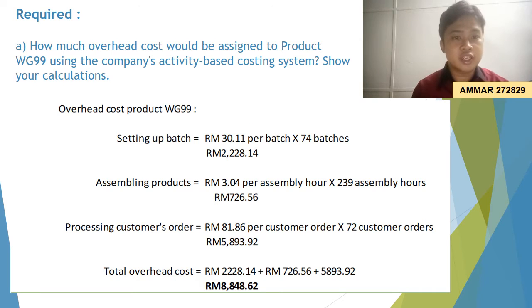For question A, the question requires calculating how much overhead cost will be assigned to product WG99 using the company's activity-based costing system. Show your calculations. For the calculation, we list the costs one by one. For setting up batches, we calculate RM30.11 per batch times 74 batches. We get RM2,228.14.